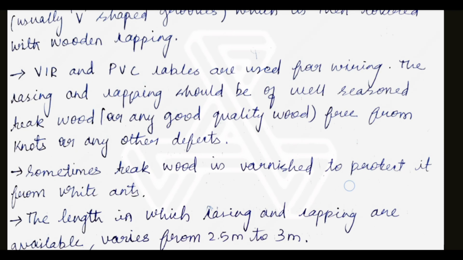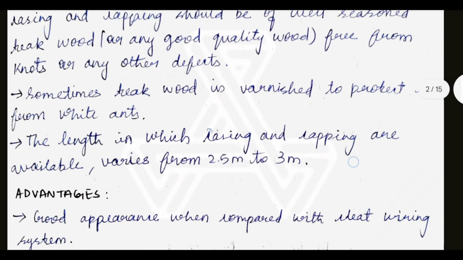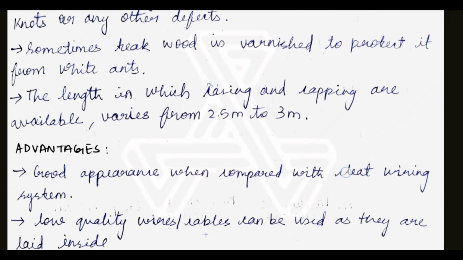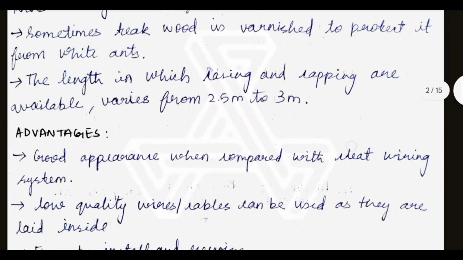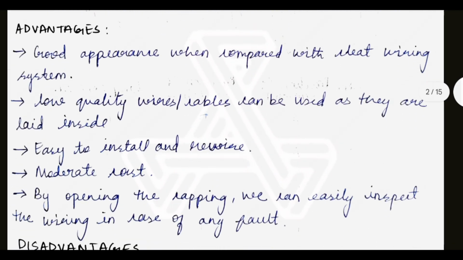The casing and capping should be of well seasoned teak wood or any good quality wood, free from knots or any other defects. Sometimes teak wood is varnished to protect it from white ants. The length in which casing and capping are available varies from 2.5 to 3 meters.